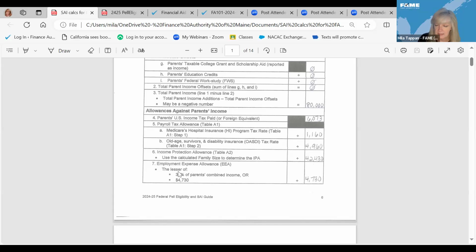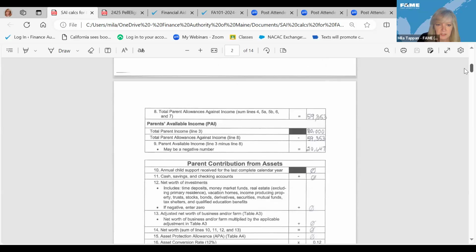There is also an allowance for the fact that it costs money to work. If the parents have earnings from work, if they have an AGI, then they are going to receive an offset, an allowance for the fact that it does cost them some money to work. In this case, the formula assumes that $4,730 or so is not available from your income because you need that in order to work. It's going to offset your work earnings. Okay. So then we total those up.